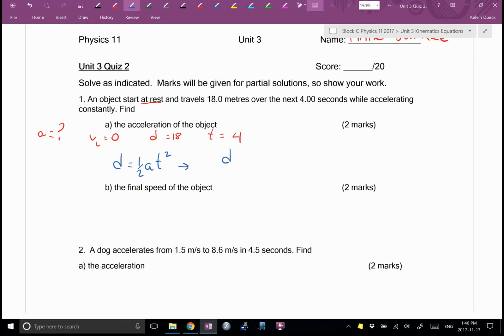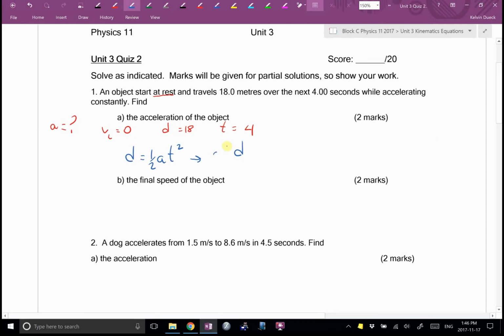Did I say divide by 2? On the other side, I'll times by 2. Did I say times by 1? On the other side, Maggie, I'll divide by 1. Will dividing by 1 change anything? I'm not going to bother doing that. I'm trying to get the A by itself. What's the T squared doing to the A? Why, it's multiplying, so I'll divide. This is my new equation.